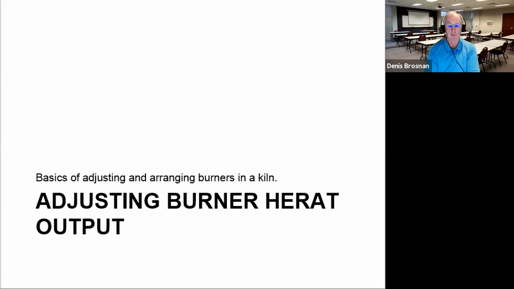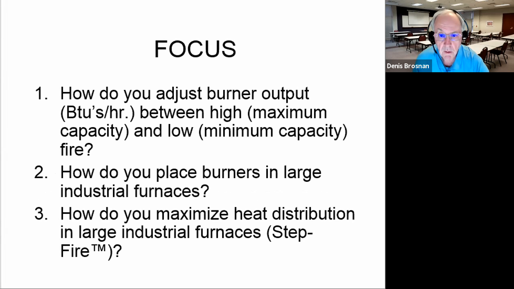We've done gas and oil. Let's talk about adjusting the burner heat output. That's what we want to do, to be able to throttle from a low or minimum firing rate heat release to a maximum firing rate or heat release within the kiln. So we're going to focus on how you adjust it between those points. How do you place burners in a kiln or large industrial furnace? How do you maximize heat distribution? And we're going to use a trademark. This is North American's trademark called StepFire.